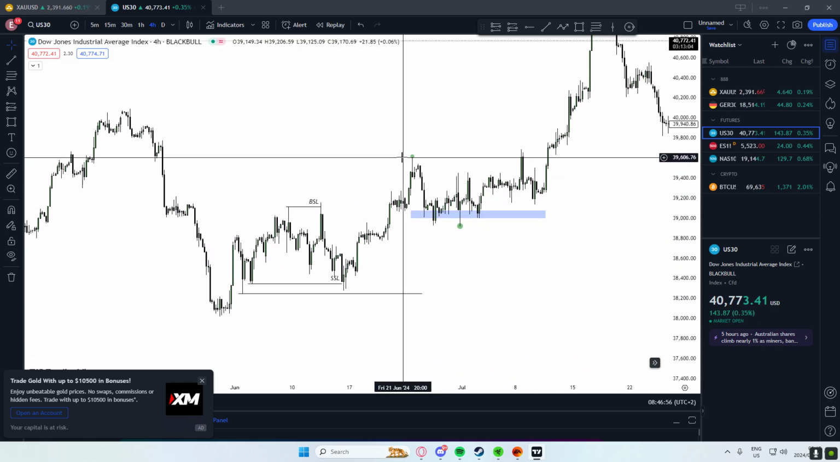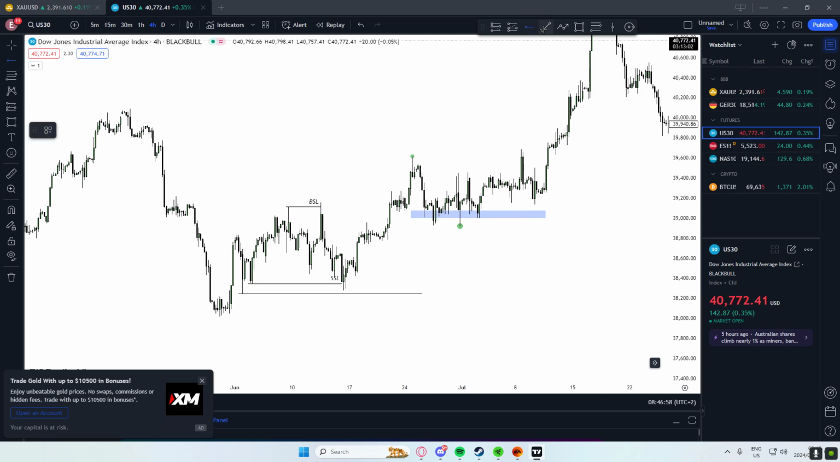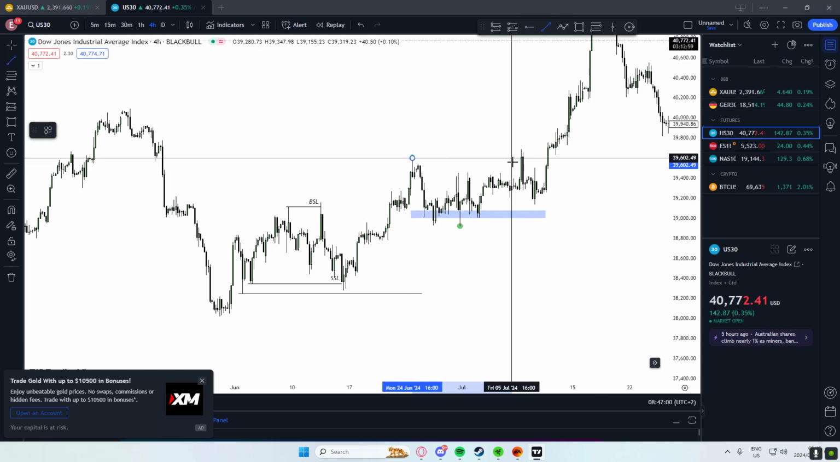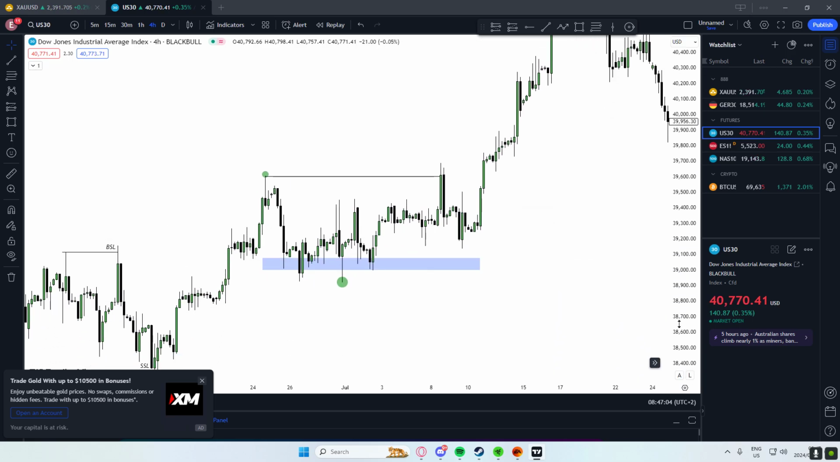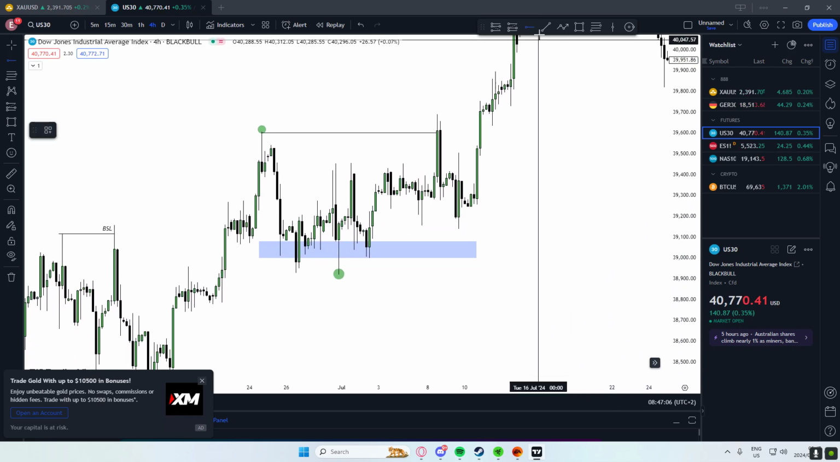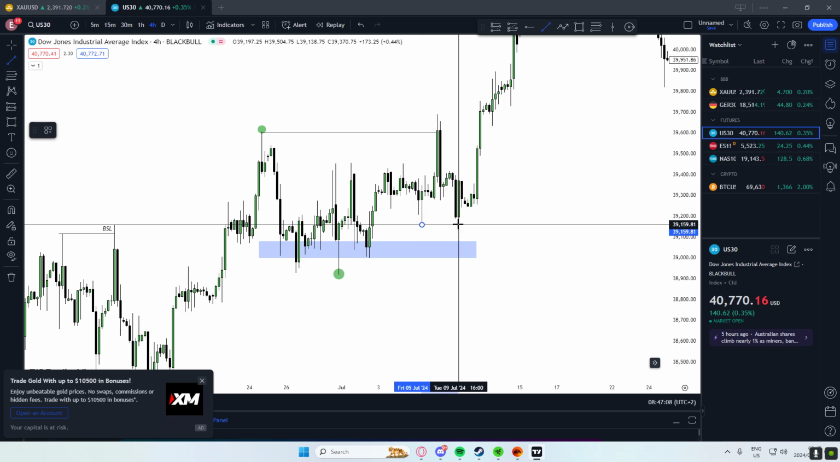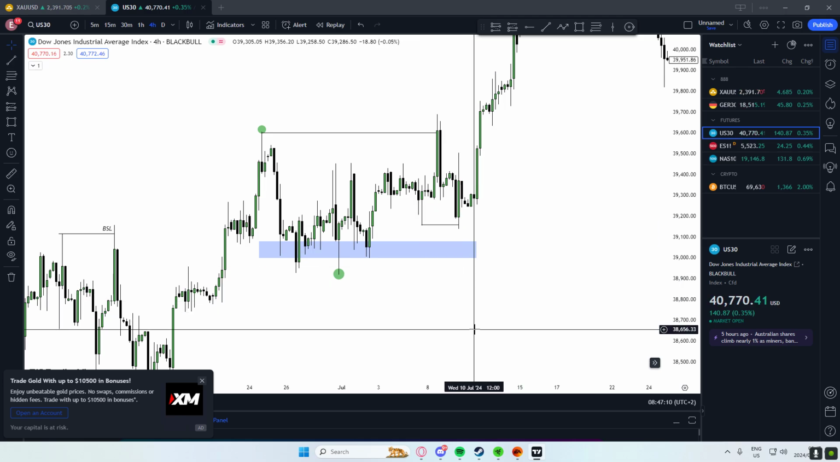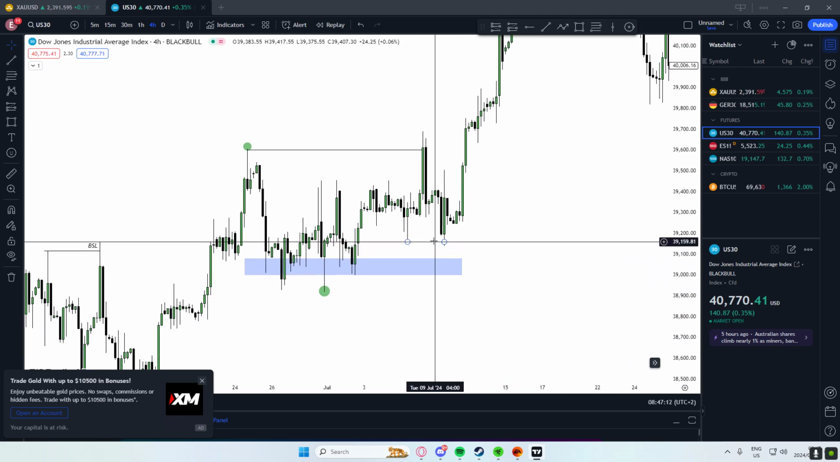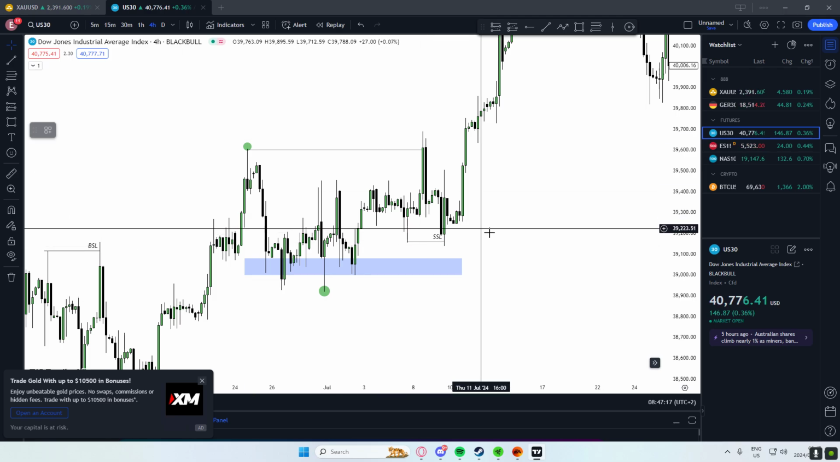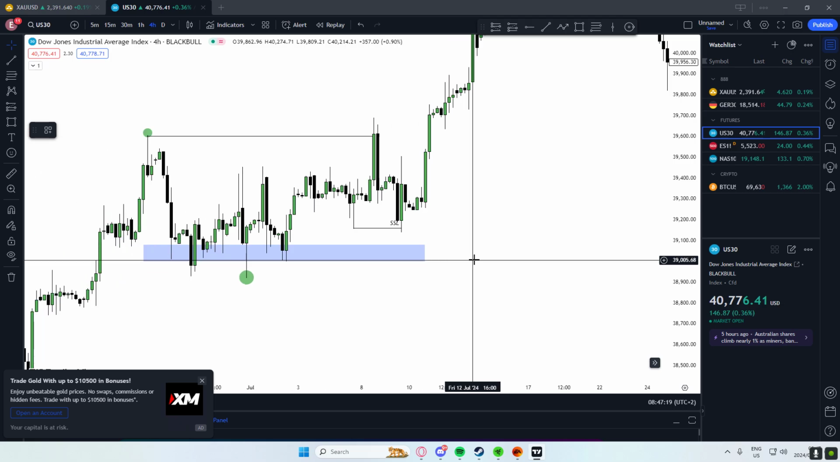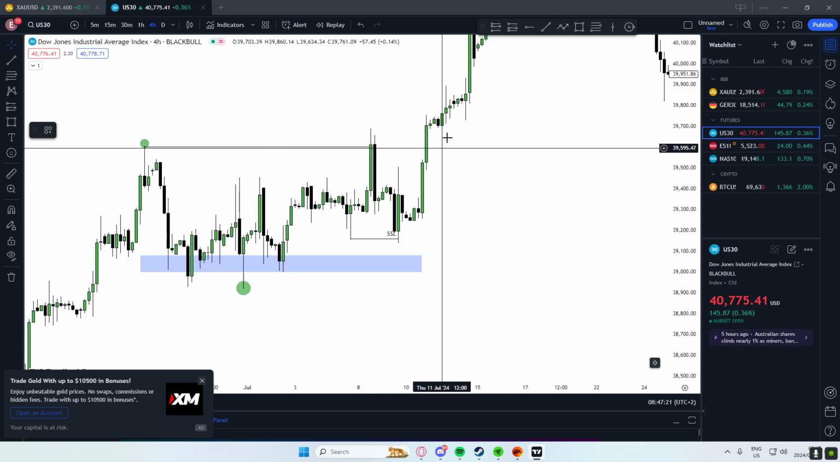But we did see our buy side level taken out there. This level, swept, taken out. And this level of internal was taken out. Yes, this level was taken out. Sell side level was taken out. Swept it and continued up.